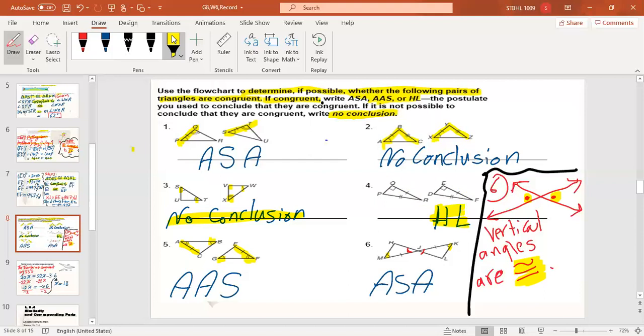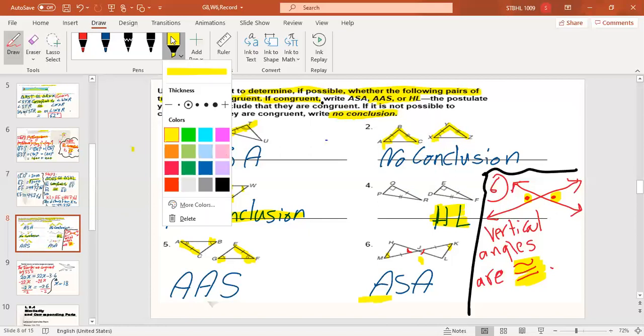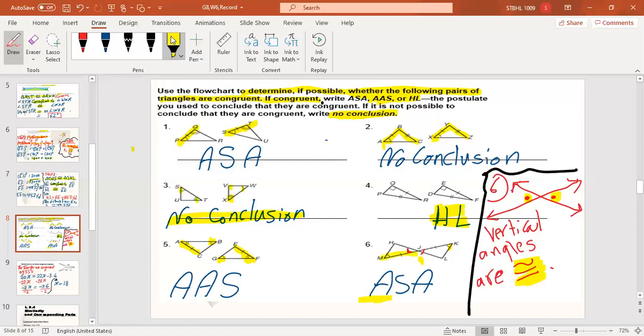So I rearrange the given one more time. Angle HJM is congruent to angle KJL. And side JM is congruent to side JK. Here is the side. And angle K is congruent to angle M. So these two triangles are congruent by the postulate angle side angle.